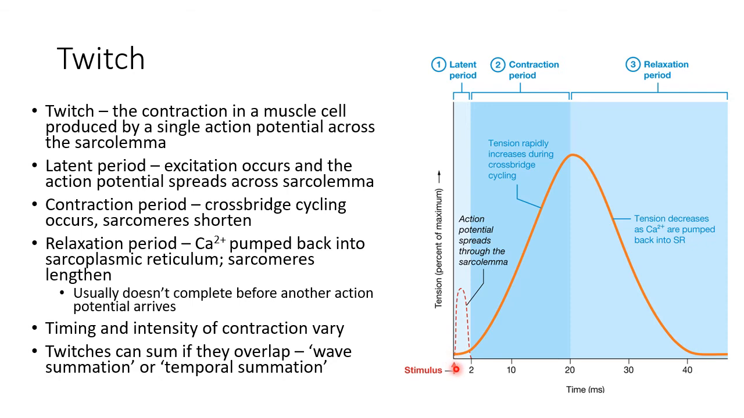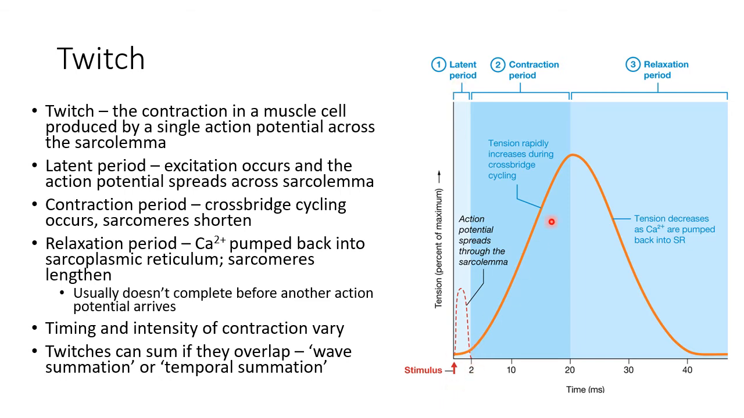So first you have a stimulus, that would be an action potential coming along the motor neuron axon with activity at the neuromuscular junction, so that is the excitation phase of muscle contraction. Then you have an action potential generated that spreads across the whole sarcolemma and down into the T-tubules, so that is the excitation-contraction coupling phase. So in the latent period of a twitch, you have both the excitation phase and the excitation-contraction coupling phase of muscle contraction.